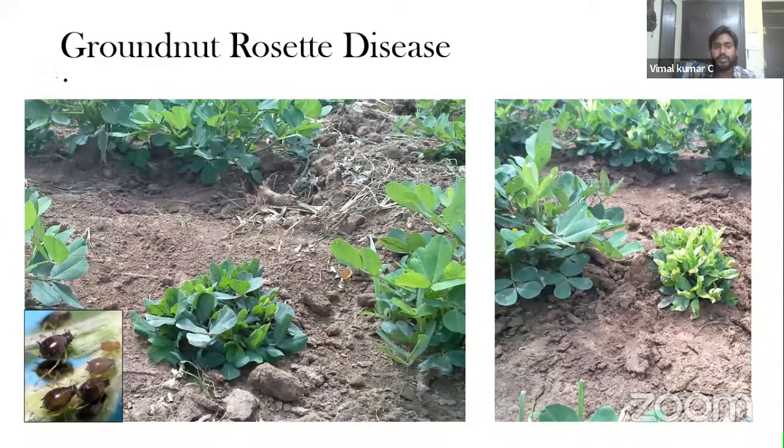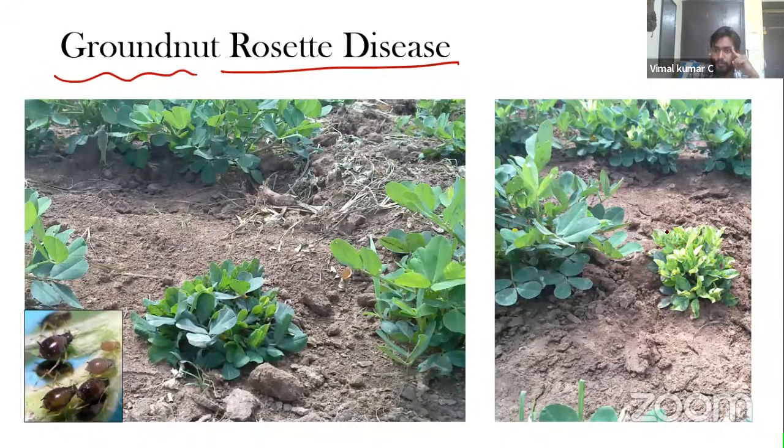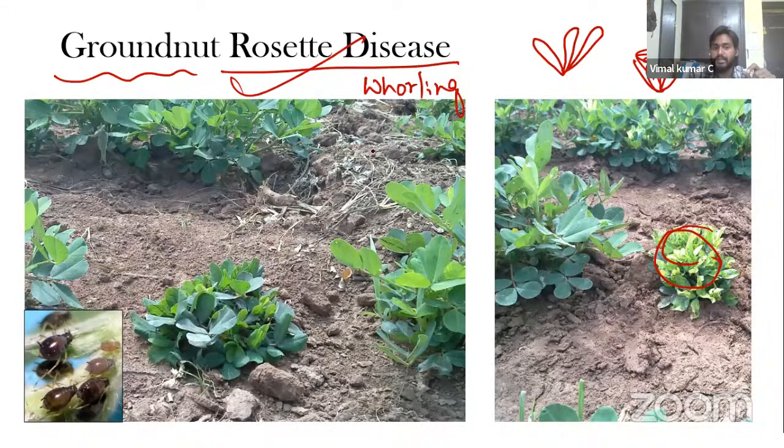Coming to the next one, groundnut rosette disease. How can I differentiate between groundnut clump virus and groundnut rosette disease? Clump means, as I showed here, the entire plant becomes like an umbrella or ball-like structure. But here the plant will be normal, and the top portion of the plant will have a rosette form. Rosette is like a rose, how the rose petals whirl. Like that, the upper portion of the leaves forms a rose flower-like structure.